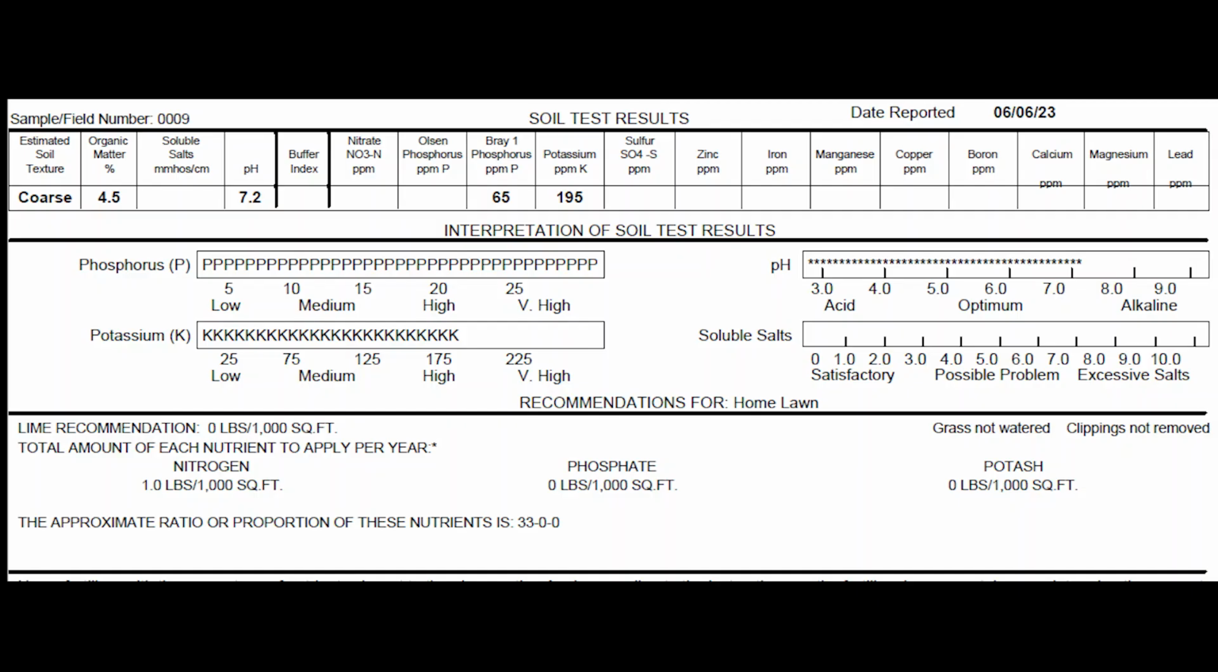The second step here is to find a fertilizer with the amount of nutrients that's closest to your analysis. You want to look for 3 numbers. So if we look at this example, we'll look at this section here. The approximate ratio or proportion of these nutrients is: that first number, 33, is the amount of N, or nitrogen. That second number is P, or phosphorus. And the third number is K, also known as potash or potassium.